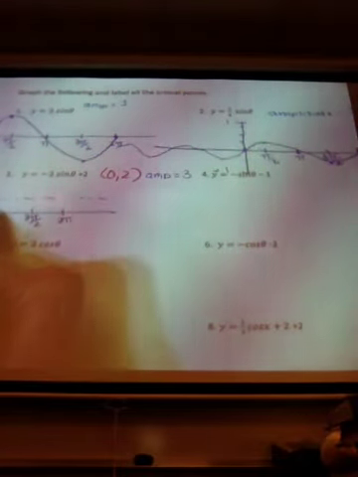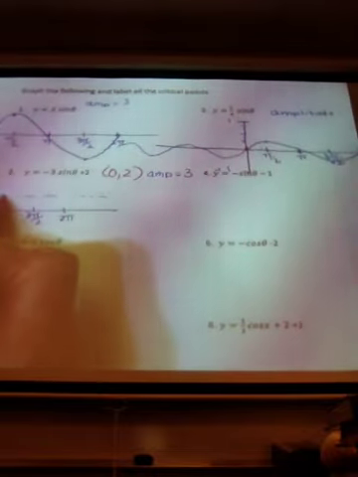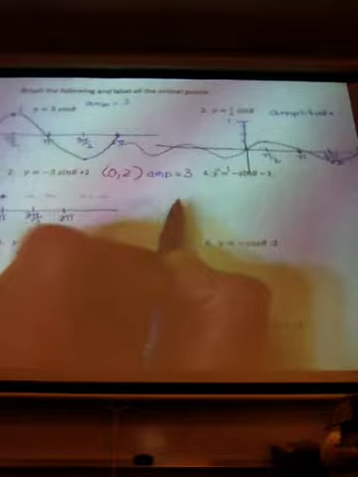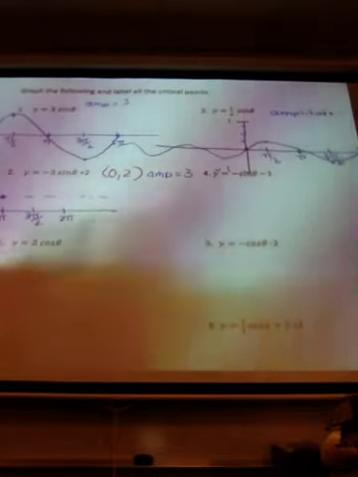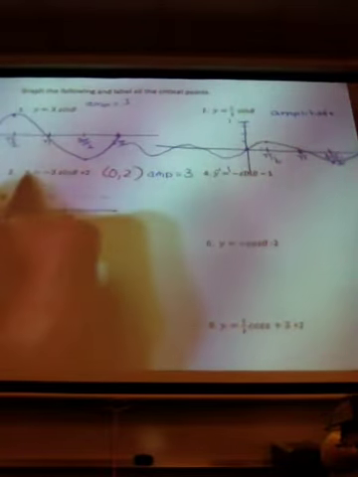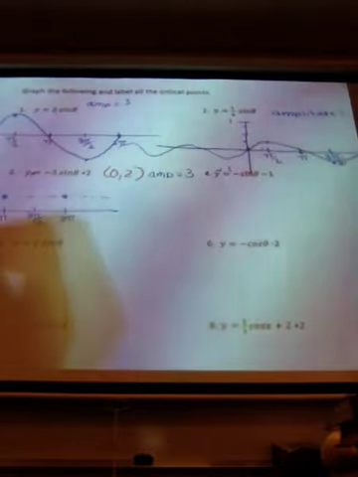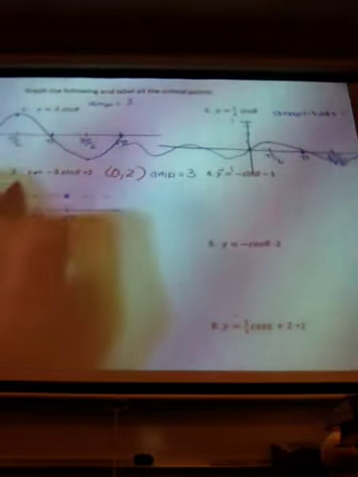Now at pi, it'll be back to 0, which is y = 2, because it got shifted up. Here, this will go up 3, and this one will go down here. So what does it look like? It looks like this.